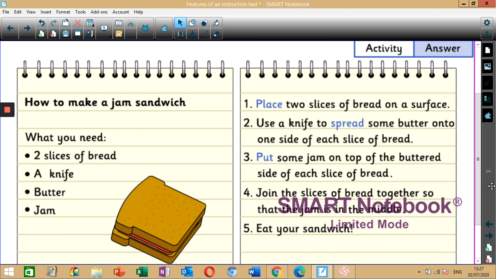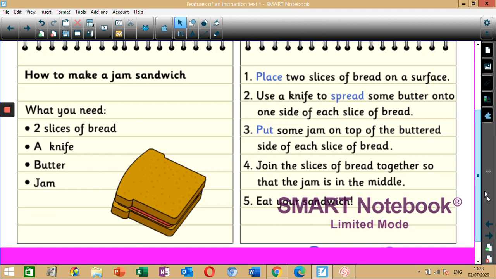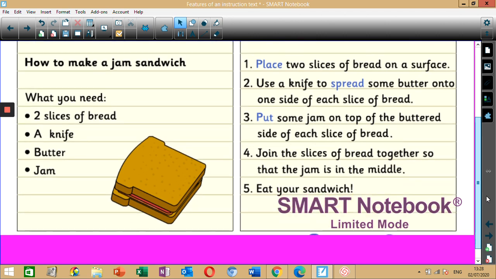Place 2 slices of bread on a surface. Number 2, use a knife to spread some butter onto one side of each slice of bread. Number 3, put some jam on top of the buttered side of each slice of bread. Number 4, join the slices of bread together so that the jam is in the middle. And number 5, eat your sandwich.